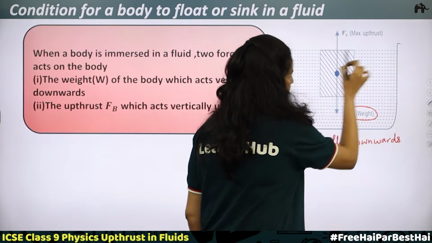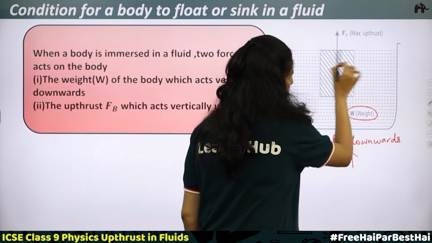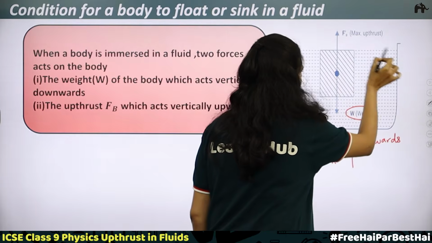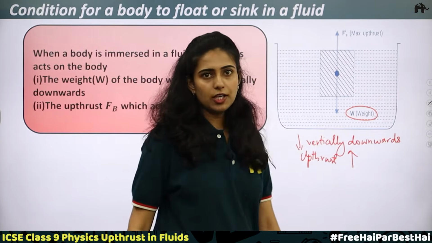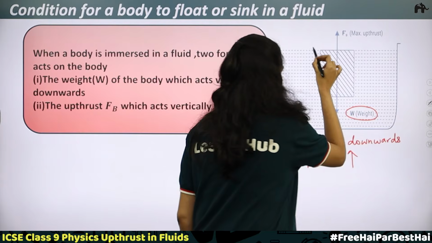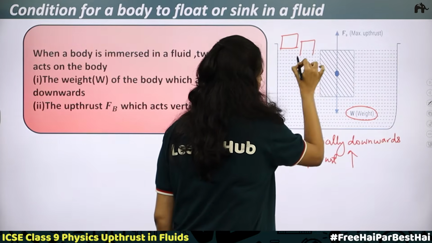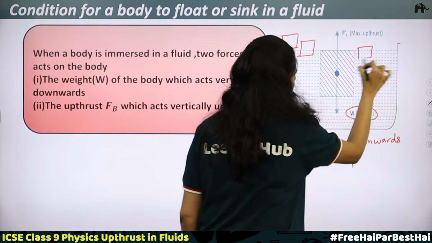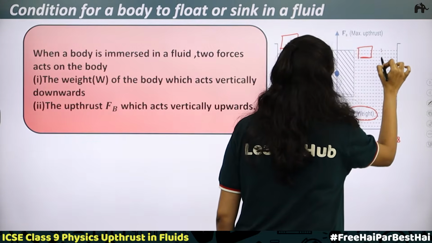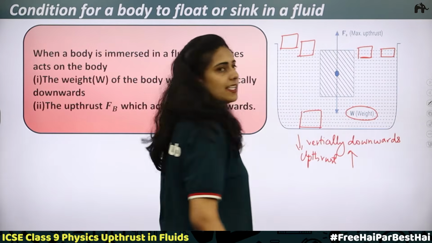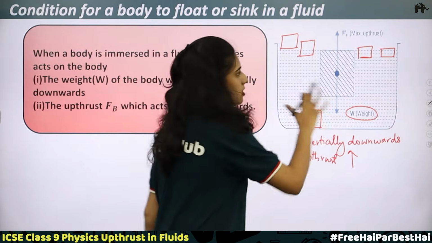Okay, now you can see that this body is in such a state. Here we have the free surface. The top end of the body is coinciding with the free surface of the liquid. Okay. The body can be like this, or the body can be like this. All these options are possible.